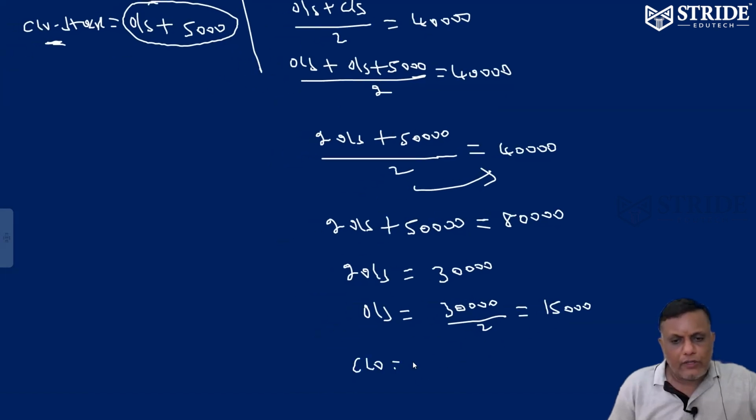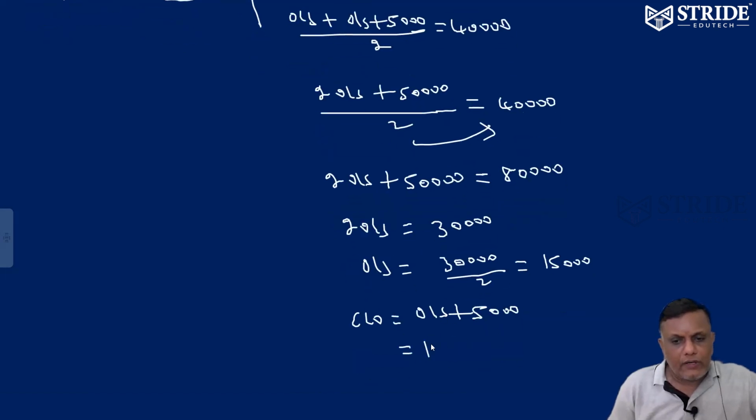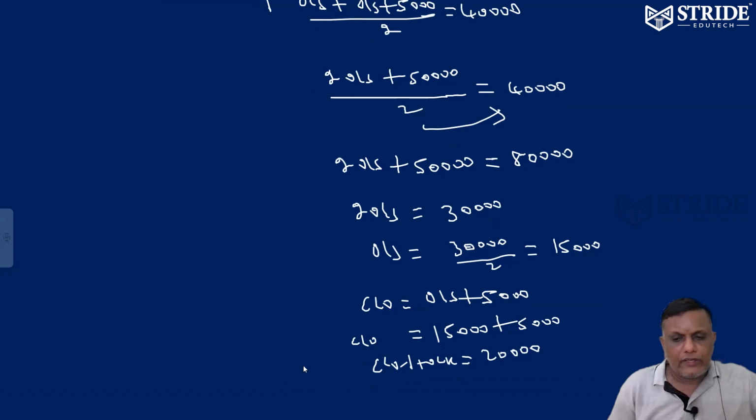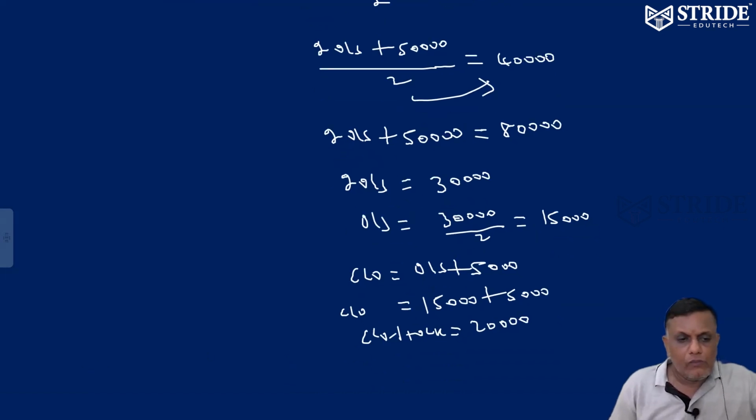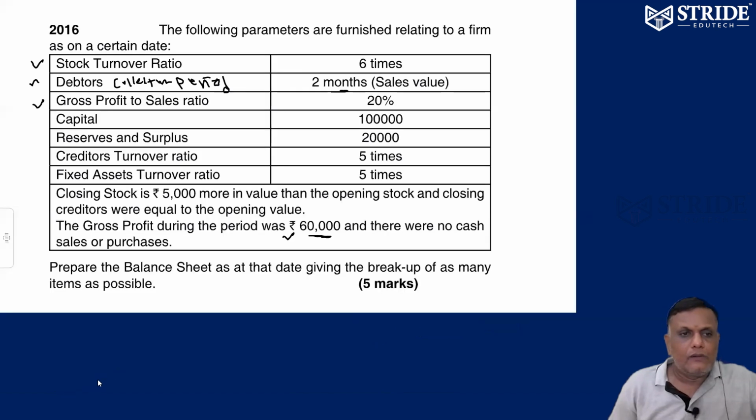So closing stock is equal to opening stock plus 5,000. Opening stock is already 15,000, plus 5,000 extra, which is equivalent to closing stock. Therefore, closing stock is equal to 20,000. Opening stock 15,000, closing stock 20,000. That's it. That also is used.